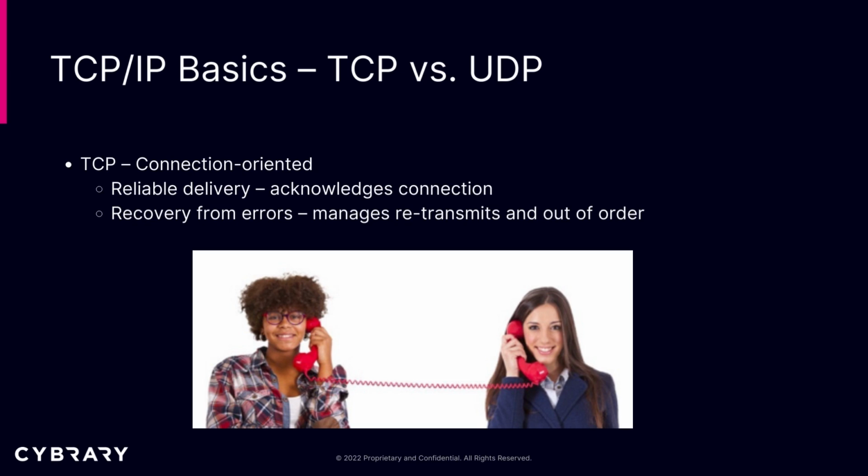So let's dig down and find out what's the difference between TCP and UDP and what makes them different. So TCP is a connection oriented protocol. So what that means is TCP is a reliable connection protocol. When we use TCP, it's a reliable delivery. It acknowledges the connection. Also, it has built-in error recovery. So if there's a problem, it retransmits or it corrects the errors. So that's why it's known as a connection-oriented protocol.